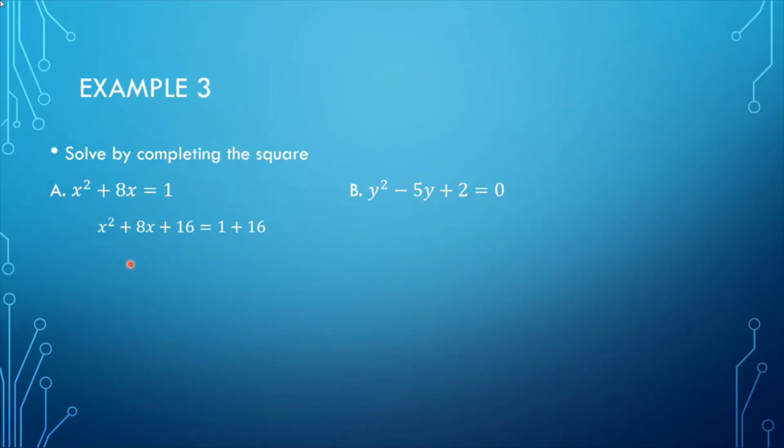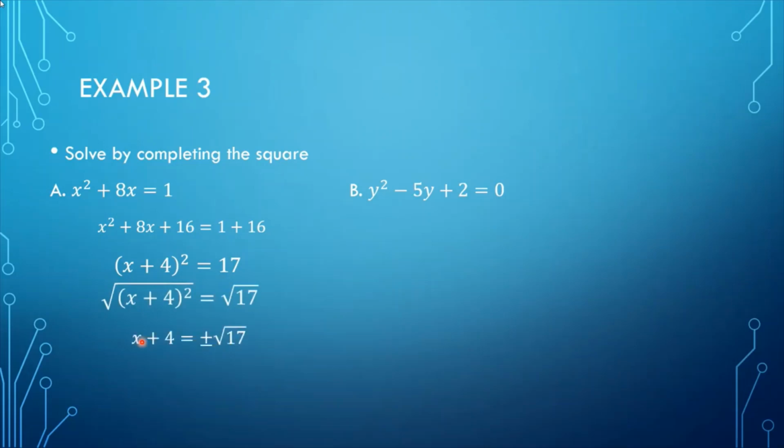So to factor it would be x plus 4, but you can write it as x plus 4 parentheses squared equals 17. And then what you can do is use the square root property, take the square root of both sides, and you end up with x plus 4 equals plus or minus the square root of 17. Solve for x, so get rid of the 4, subtract 4 from both sides, and you get x equals negative 4 plus or minus square root of 17.